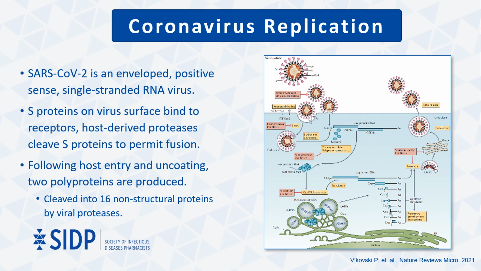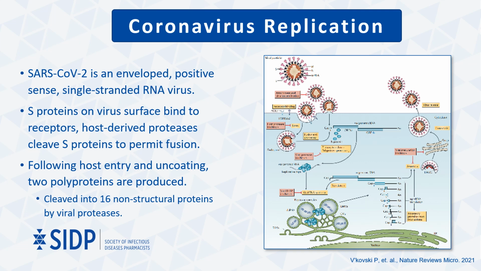First, regarding coronavirus replication, SARS-CoV-2 is an enveloped, positive-sense, single-stranded RNA virus. The primary protein that's responsible for host cell attachment and internalization is the S protein, which is expressed on the virus surface. The S proteins bind to receptors, and then cleavage of the S protein permits fusion with the cell.